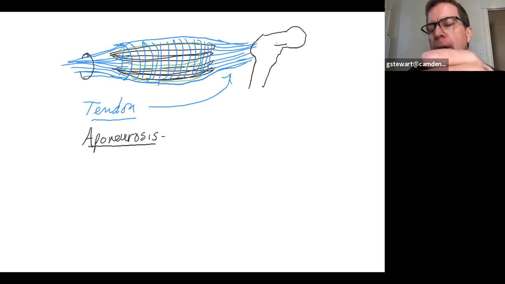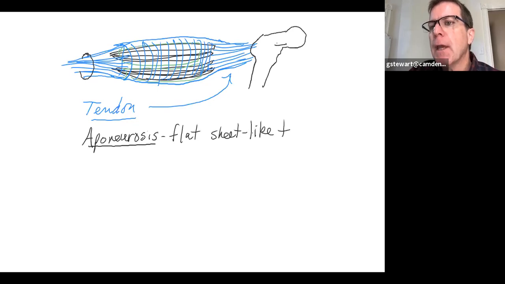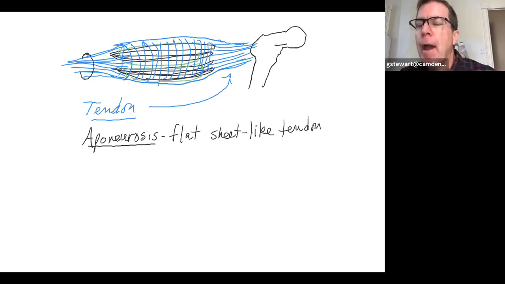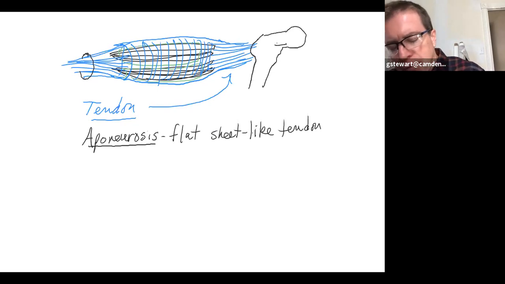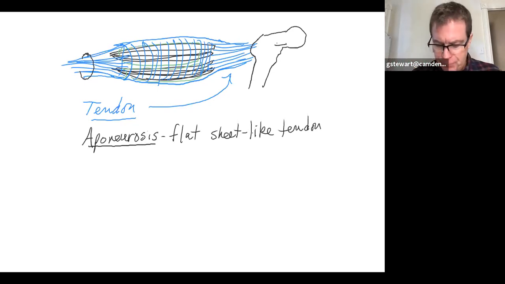Flat muscles, their connective tissue coverings come off in a flat manner. So I'm just going to write flat sheet-like tendon. And they're associated with flat muscles like our abdominal muscles or the frontalis muscle on the forehead.